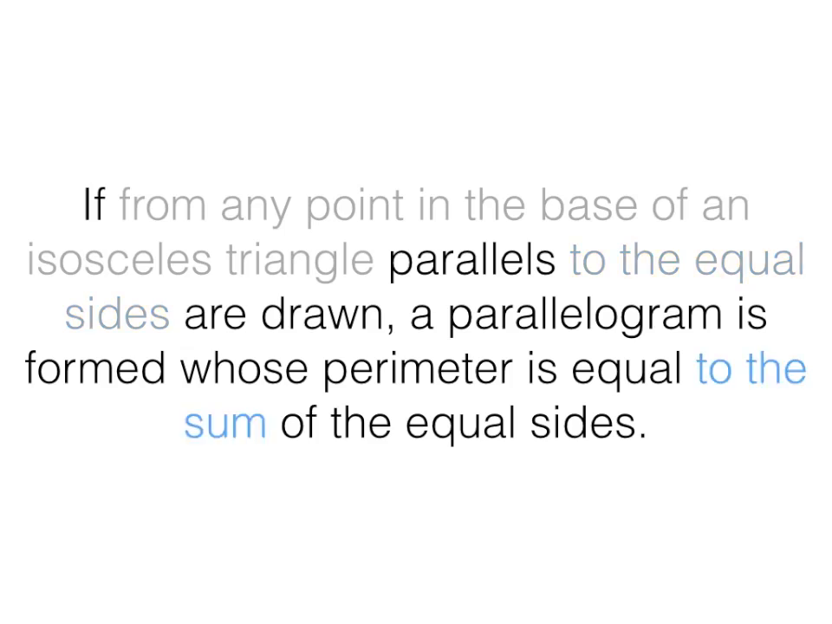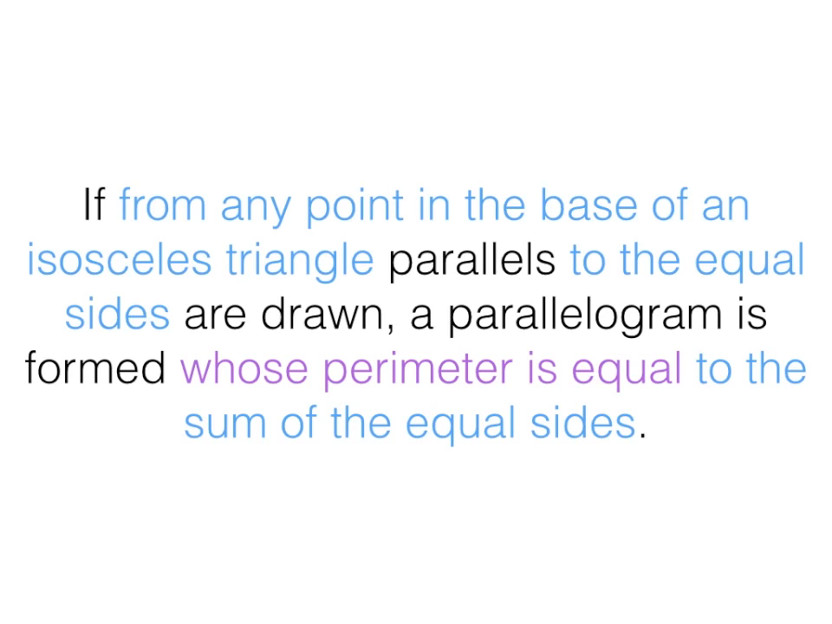Next one is down there at the bottom, to the sum. Last one is at the end, of the equal sides. So all these things in blue are prepositional phrases. Now we have one subordinate clause in here, as it's called: whose perimeter is equal. Okay? That's not a prepositional phrase, it's a subordinate clause. Notice we have a subject in it, the perimeter, and a verb, is.